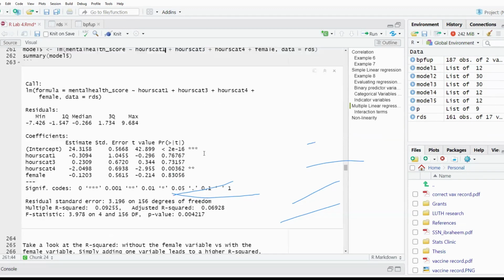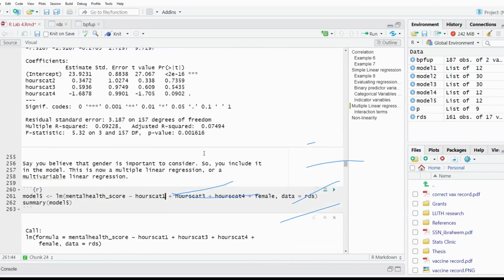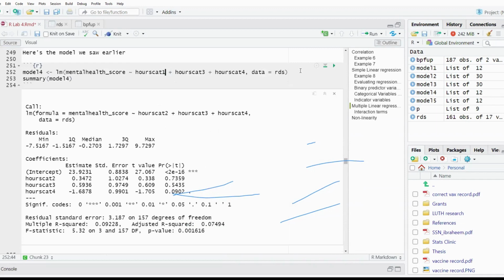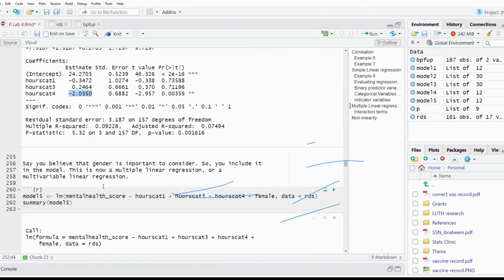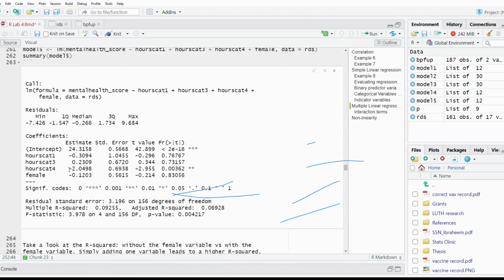When you adjust for gender, remember what we saw earlier when we made this the reference? This was the value of the beta estimate that we have, minus 2.04. But when you adjust for gender, this becomes minus 2.05. So it changes very slightly, and the beta estimate itself for gender is not statistically significant. So that's what you do. You just add it to the model, and then you move forward.